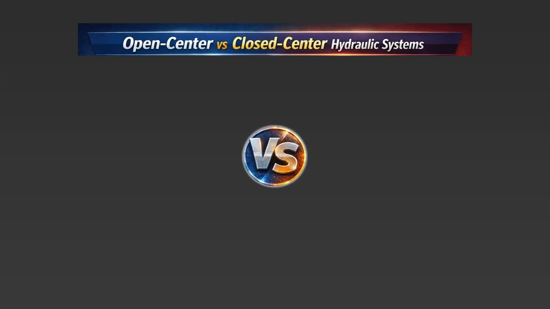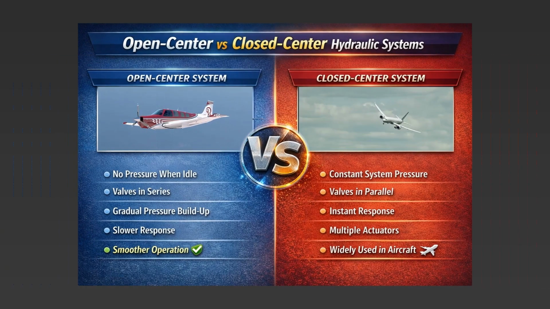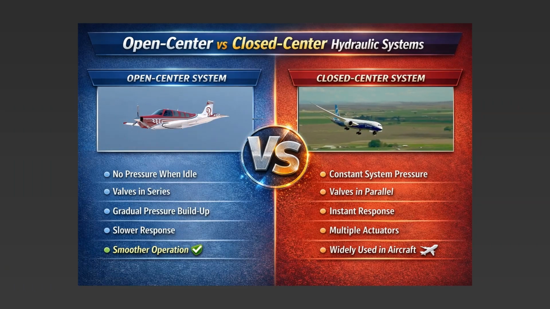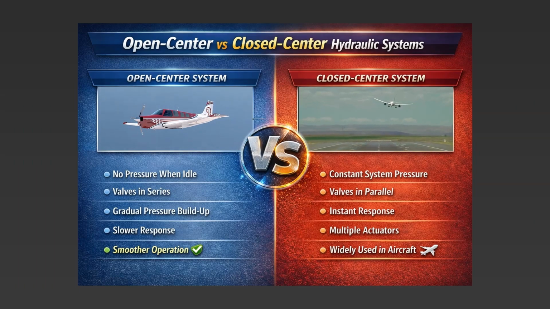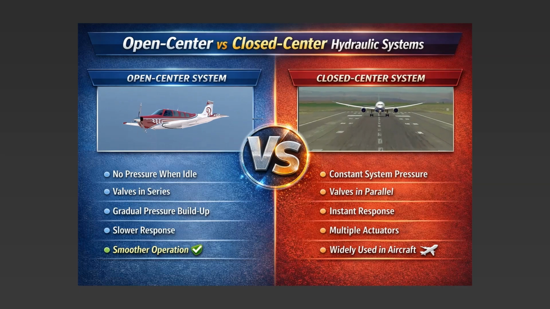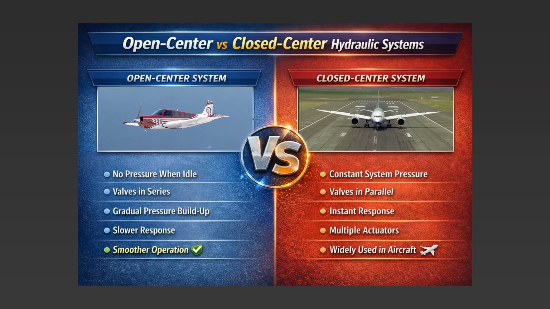The main difference between open-center and closed-center hydraulic systems is how pressure is managed. In an open-center system, fluid flows when idle, but pressure builds only after a selector valve is activated. This provides smooth operation with minimal shock, but response is slightly slower. In a closed-center system, pressure is available at all times while the pump is operating. Actuators respond instantly, and multiple units can operate simultaneously. Because aircraft require fast and reliable performance, closed-center systems are the most commonly used in modern aviation.